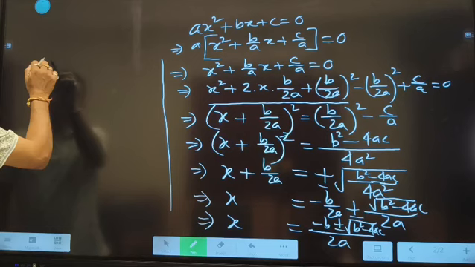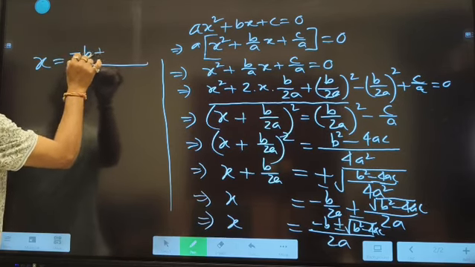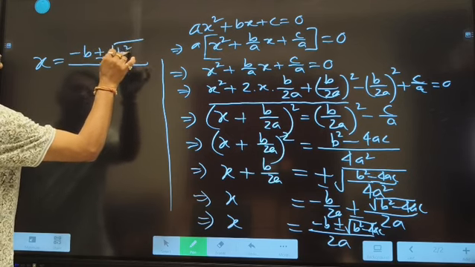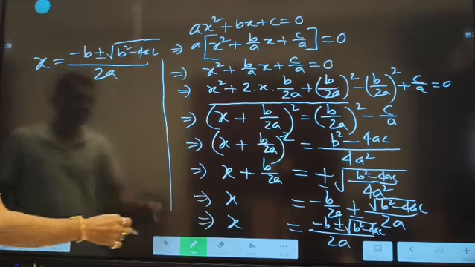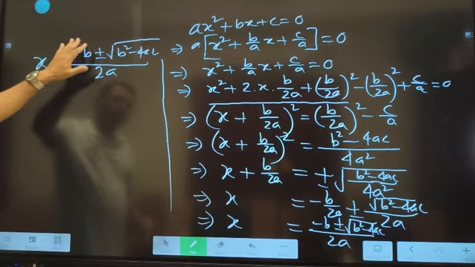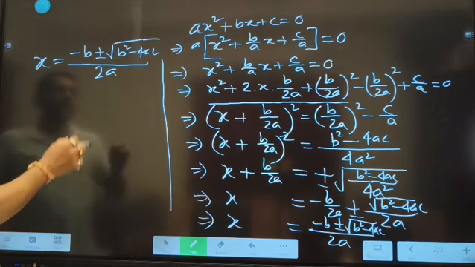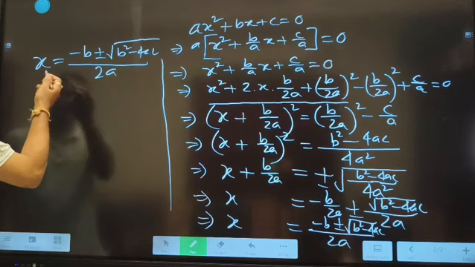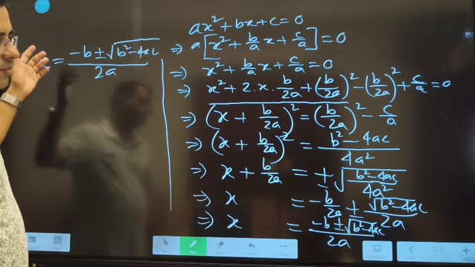So the quadratic formula is x equal to minus b plus minus root over b squared minus 4ac, divided by 2a. If you know the values of a, b and c of the quadratic equation, then you can find the solution, that is, the values of x.